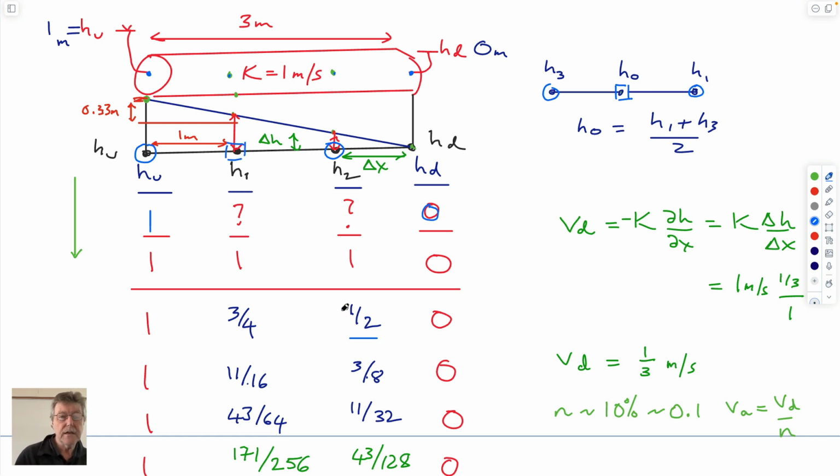So I take a half and 1 from the previous one, add them together, I get 3 halves, right? I divide by 2 and I get 3/4. I place that there.